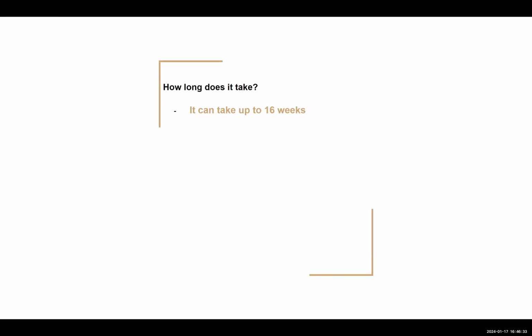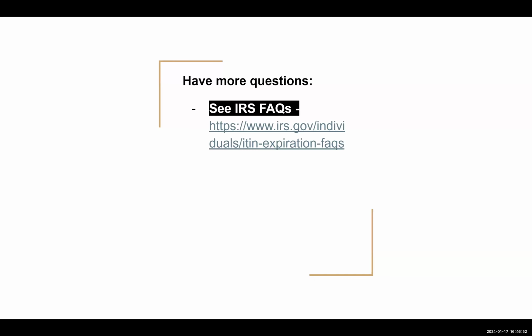All right, how long does it take? It can take up to 16 weeks. It depends on the season that we're in. If we're in tax season, it's going to take a longer time, so it can take up to 4 months. If we're not in tax season, it's a slower season, so it could be processed a little bit quicker. But it is mailed to the IRS, so it may take a little bit of time to process.